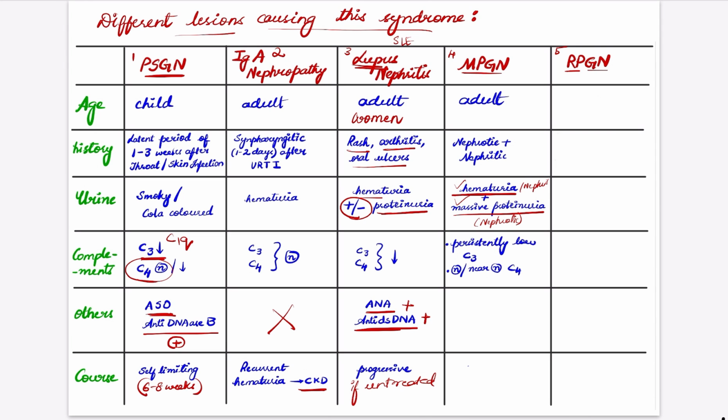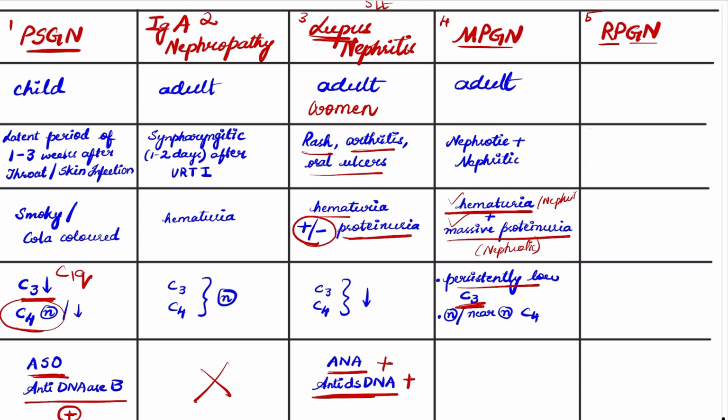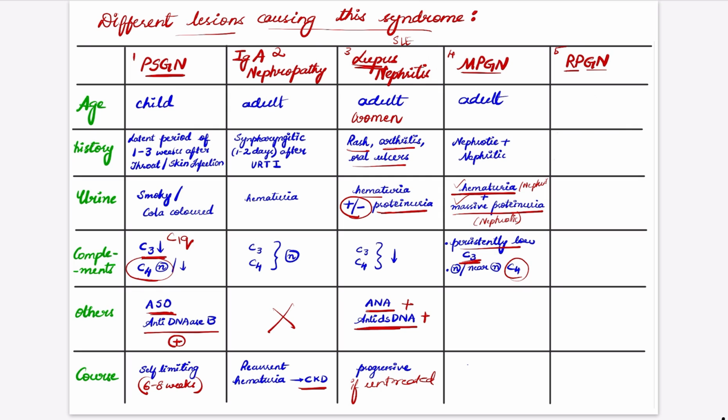Coming to the complements, in MPGN there is persistently low C3, but C4 remains normal or near normal. The other tests are negative. The course is progressive; as the name membranoproliferative suggests, it is proliferating and has a progressive course.